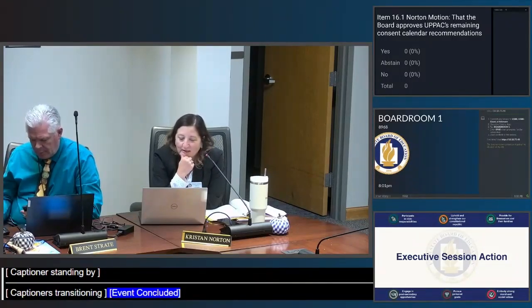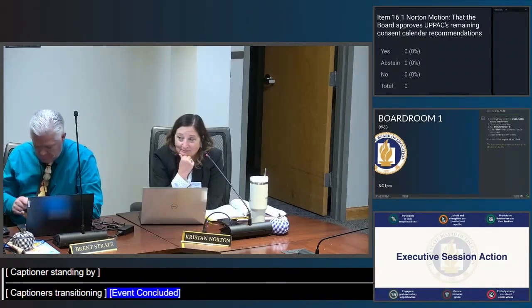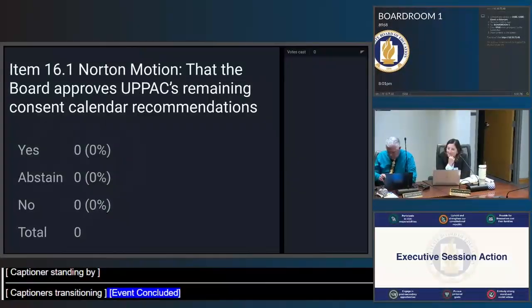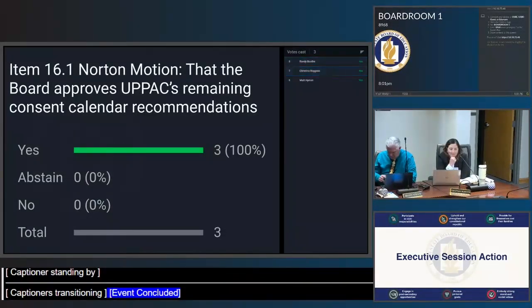I move that the board accept the remainder of the UPAC consent calendar recommendations. Second. Okay, the motion before the board is what? That the board approves UPAC's remaining consent calendar recommendations, minus case numbers 24-2060 and EH62.